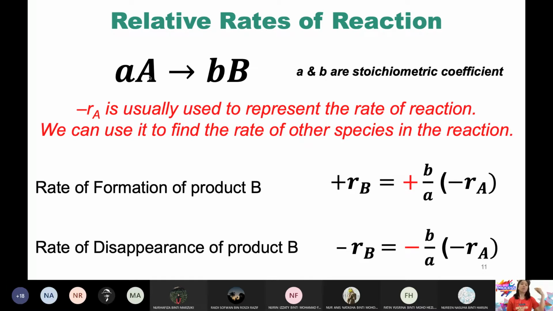Or sometimes they write 1A reacts with 2B to produce 2C. So that 1, 2, 2 is your stoichiometric coefficient. Kita boleh guna nisbah, or the ratio of the stoichiometric coefficient, to determine the rate of other species. What do I mean by that?